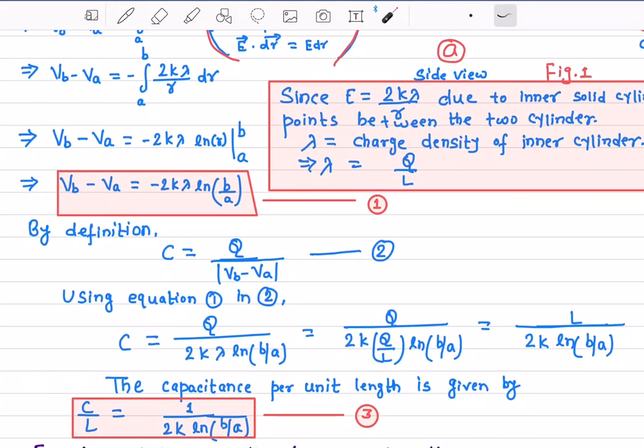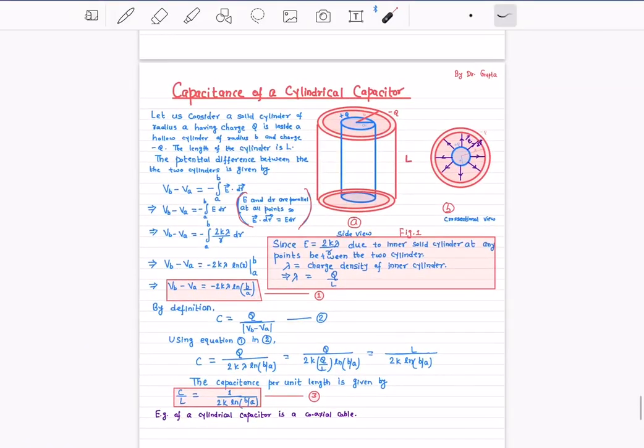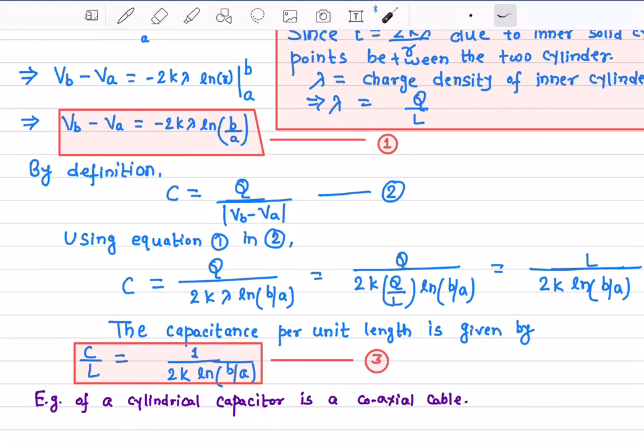Okay, so far we found the potential difference between the two cylinders, and by definition the capacitance is defined as charge per unit potential difference. Here I'm using the magnitude because the capacitance cannot be negative, so we're just using the magnitude here. Now we can plug in the value. We just plug in the value of VB minus VA, or the potential difference, into this equation here.